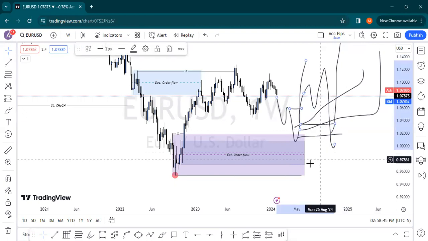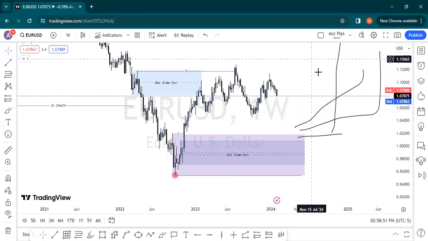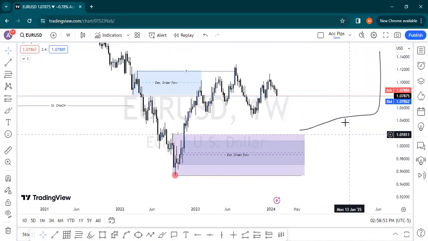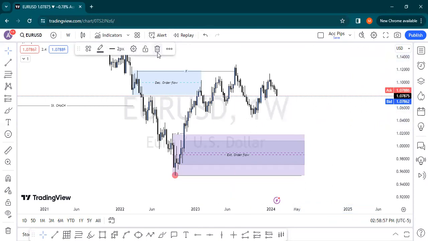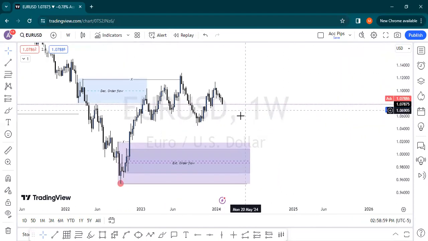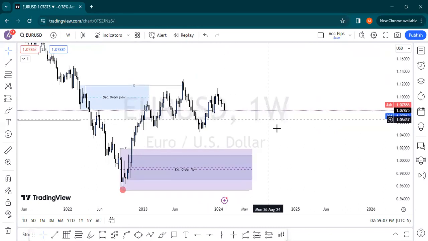Let me delete these drawings. All right, so this is what I'll be looking out for. So this week I'll still be looking to long-term sell on EUR/USD.